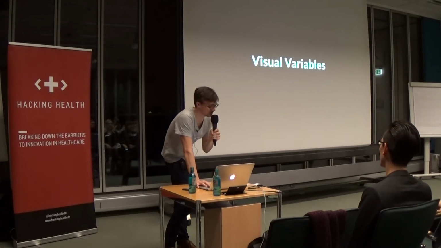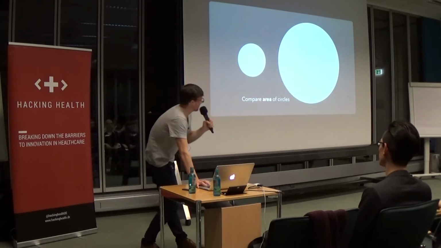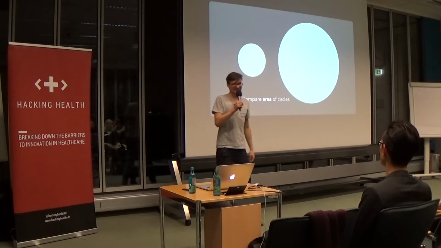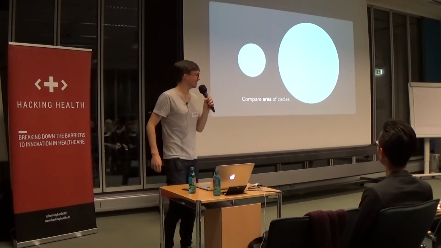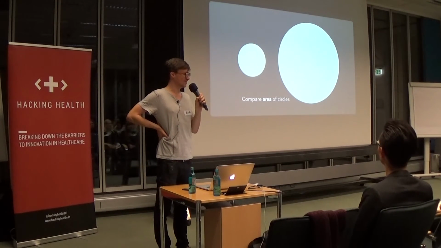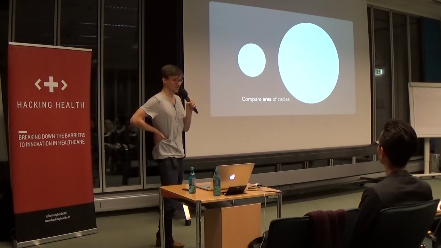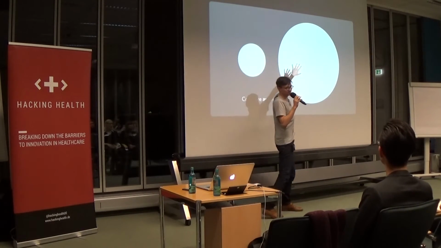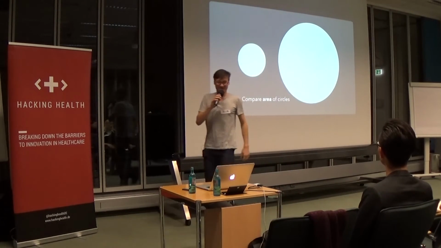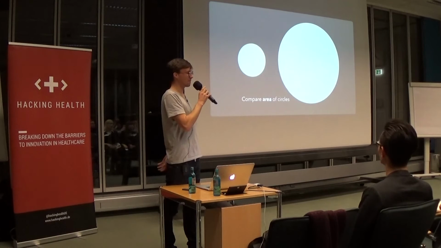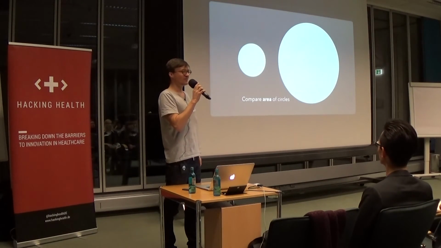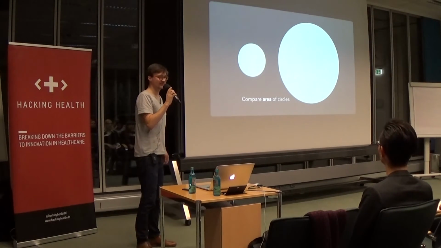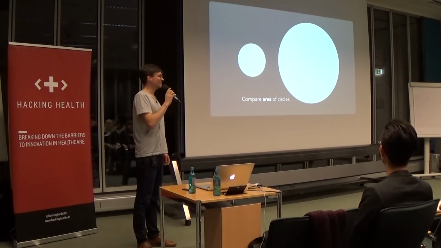Some more about visual variables. I would like to know how much bigger the big circle is than the small one. Who says double? Who says 3 times bigger than the small one? How often can you fit this small circle into this circle? So at 5, who's 5? 4. So we've got some 5s. 4? Who's 4? Okay. Then we've got 6. Who says 6? Who says 7?